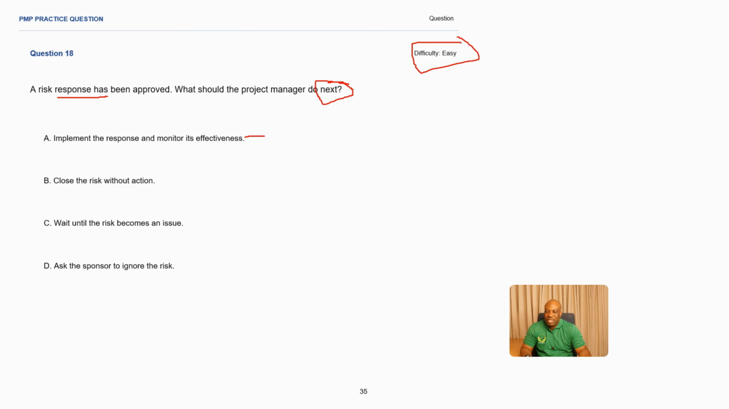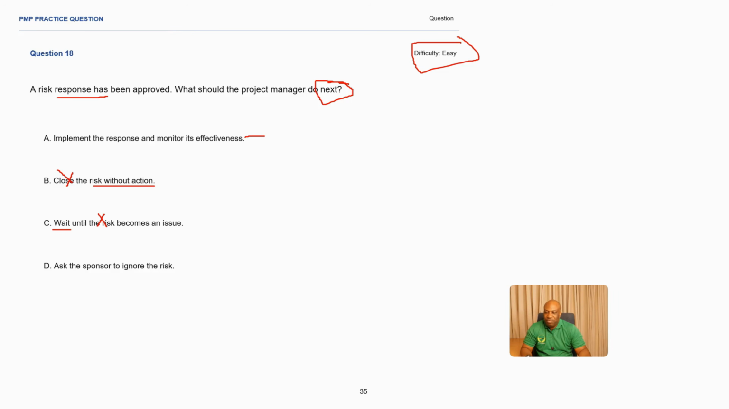Close the risk without action. You don't close the risk without action. It has to go through the proper risk flow or risk management process, thereby eliminating this answer. Wait until the risk becomes an issue. The moment you see the word wait, you are delaying the project, the activity, the response. So always make sure that you don't wait for anything, you act. Thereby, we have to eliminate this. You cannot wait for the risk to become an issue. You also need to come up with the responses and act on them.